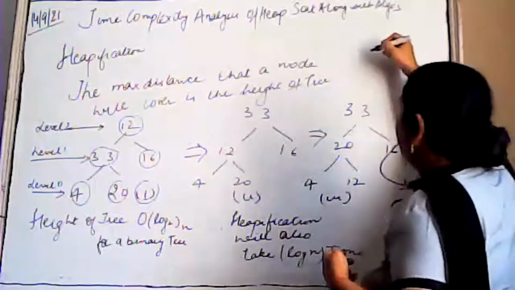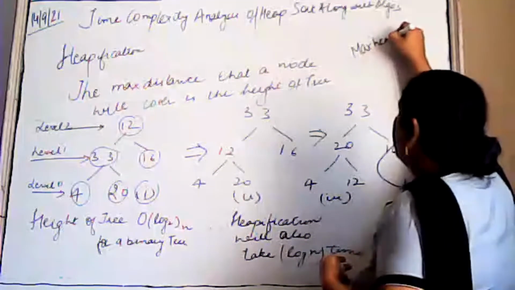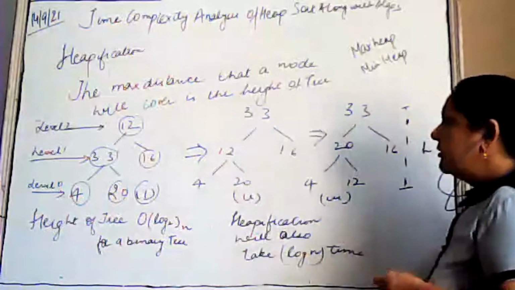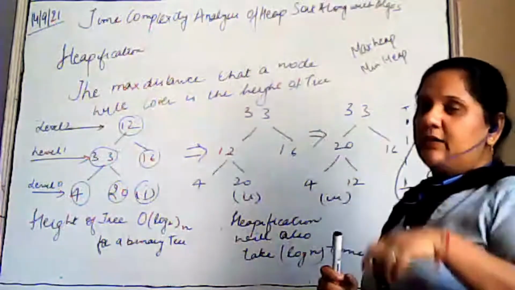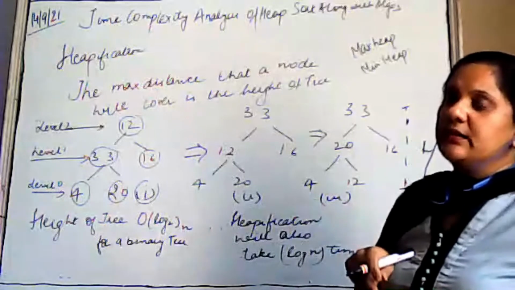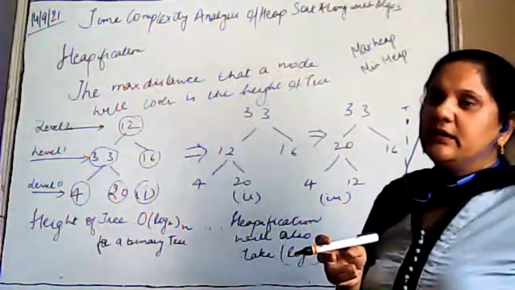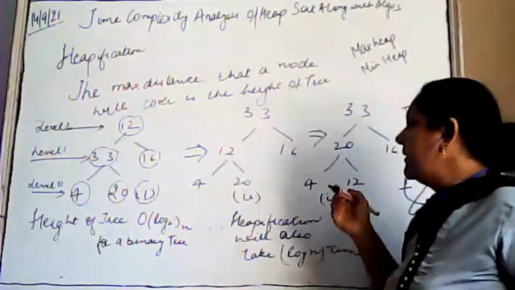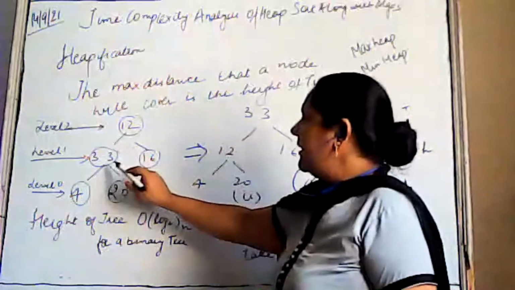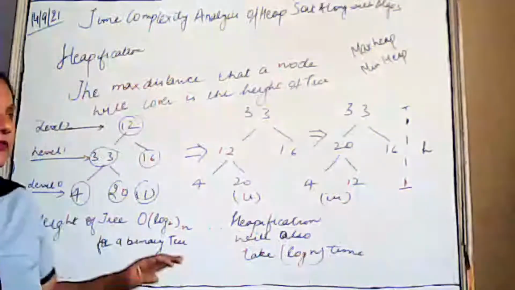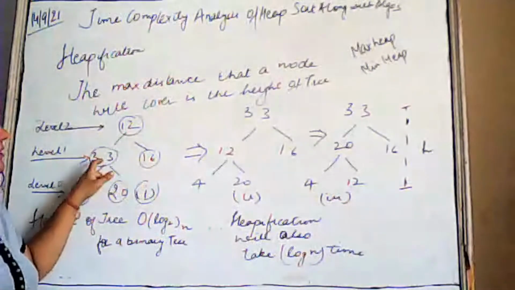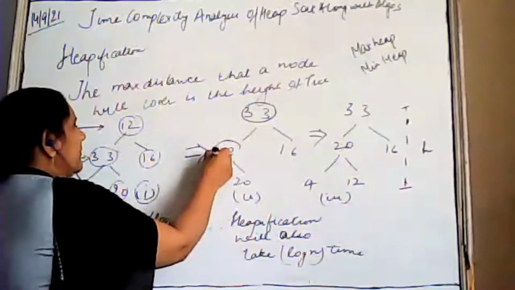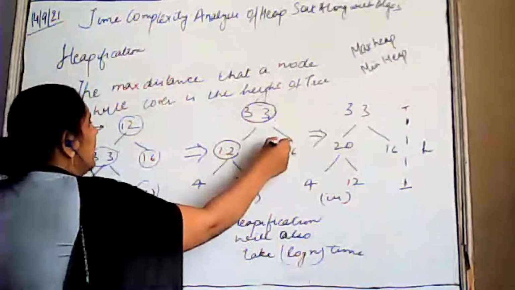We have to build either the max heap or min heap. A max heap is the heap where the element at the root is greater than the child nodes, or the element at the parent is greater than the element at the child node. For that, we'll compare from left to right. 33 is greater than 16, so make 33 the root and 12 will come down and become the parent of 4 and 20. And 16 will remain as it is.